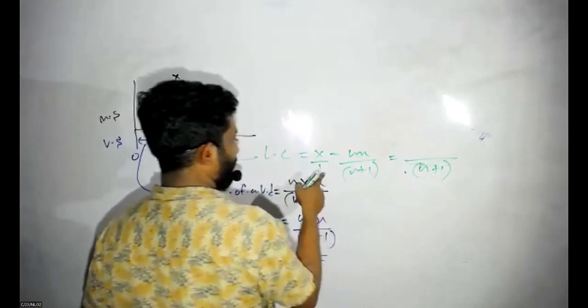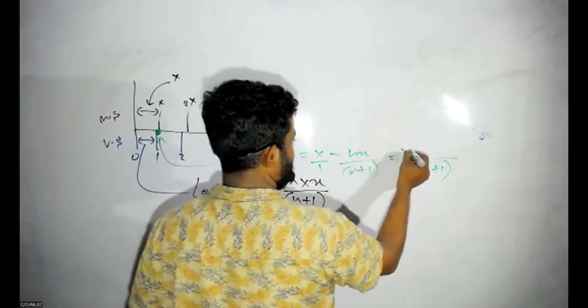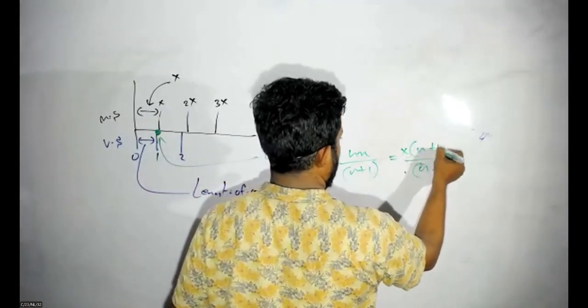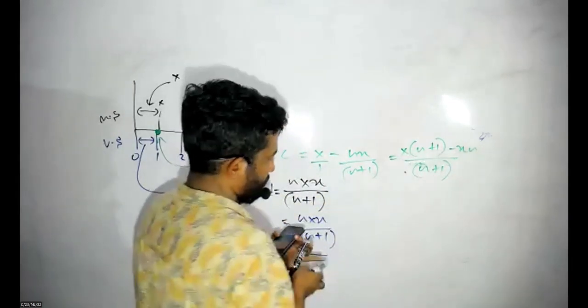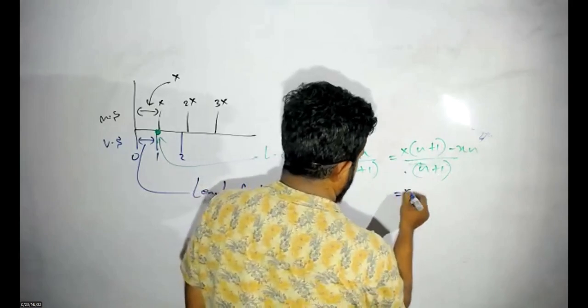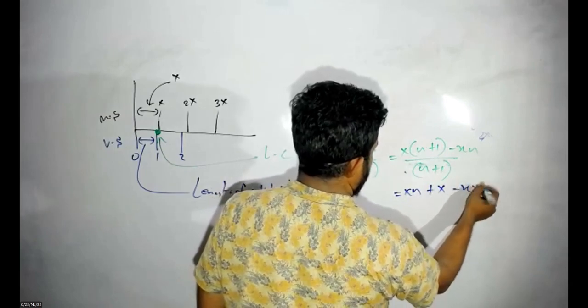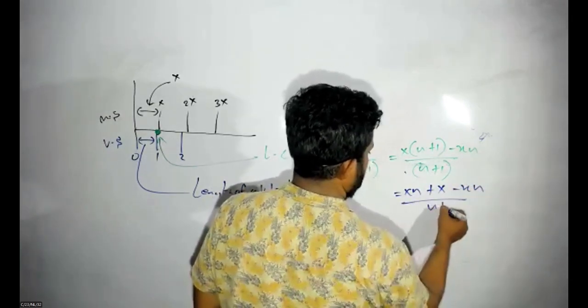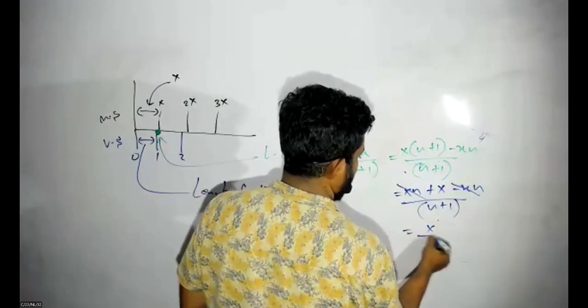Then you have to multiply both denominator and numerator by n plus 1 here. Then x times n plus 1 minus xn. Then xn plus x minus xn over n plus 1. Then x over n plus 1.